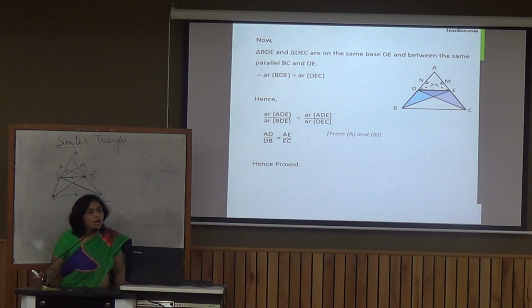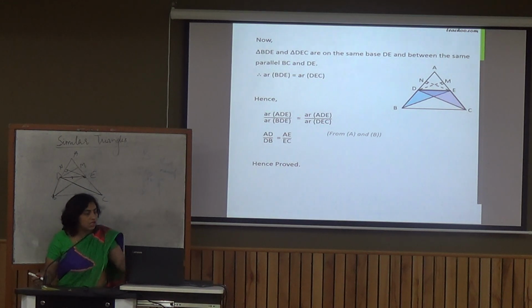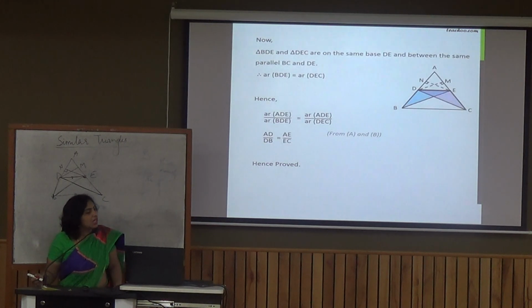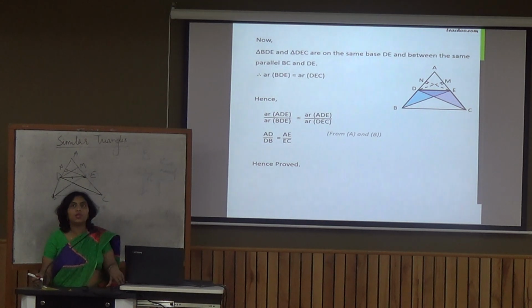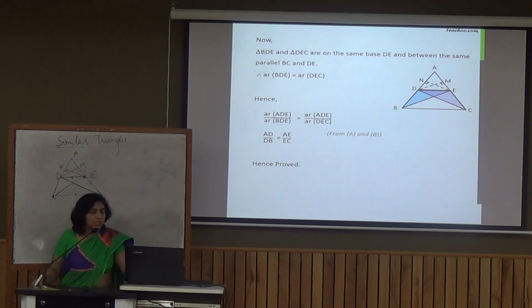That means area of ADE upon area of BDE is equal to area of ADE upon area of DEC. So in our equations A and B, left hand sides are equal, so we can equate right hand sides also, and we get our required result: AD upon DB is equal to AE upon EC. And this proves our theorem, the basic proportionality theorem, which in short is also called BPT.